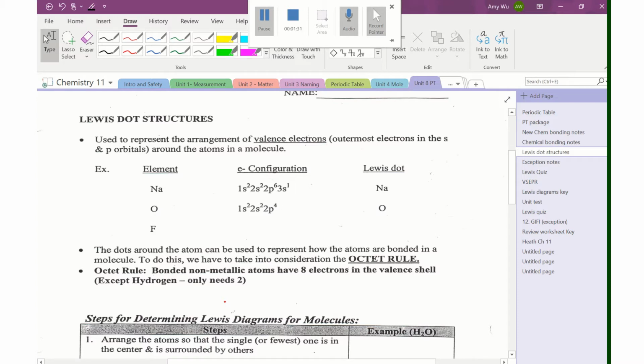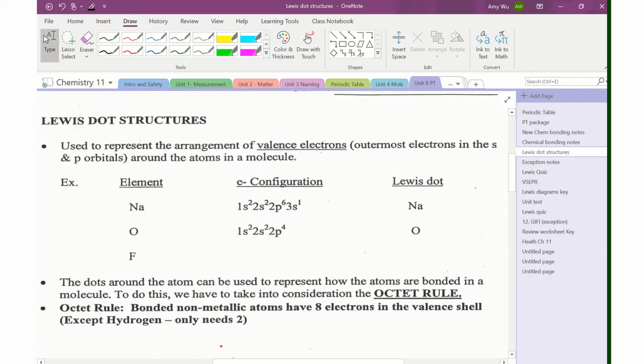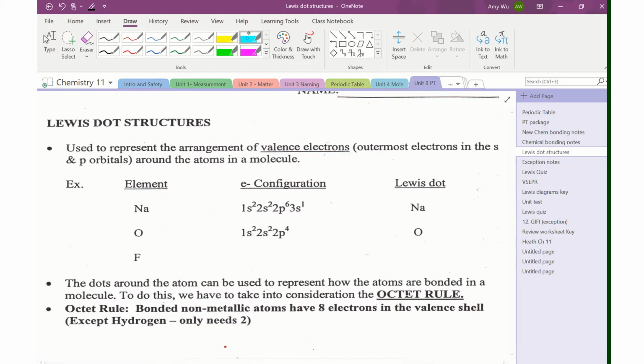Just a quick review on what valence electrons are. Remember, valence electrons are just the outermost electrons in the outermost shell. Don't worry about the s and p orbitals here, because we kind of jump ahead and skip the atomic theory unit, but we'll go back to it later. From the board diagram, the valence electrons are the ones on the outermost shell of the atom, and they are the ones that are involved in reactions.